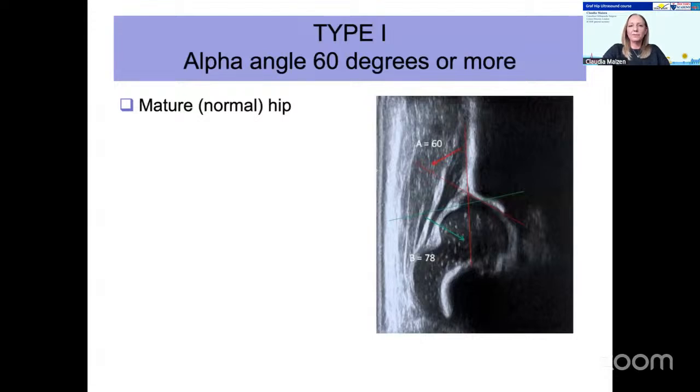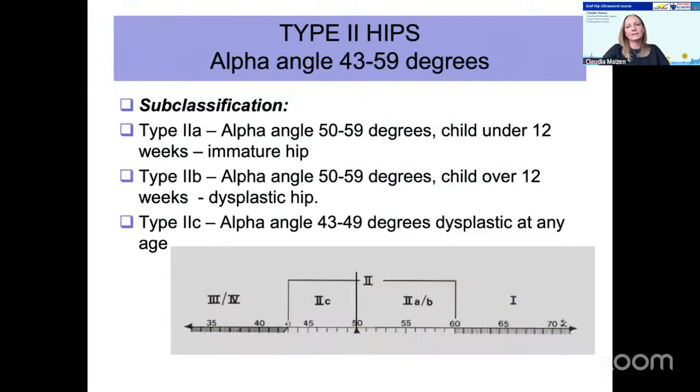So in a type 1 hip, we have an alpha angle that's 60 degrees or more. These are the mature hips, any age. The type 2 hips have an alpha range between 43 and 59 degrees. We differentiate between the type 2AB, so the immature hips above 50 degrees, so 50 to 59 degrees. The only difference here, whether we call it pathological or not, is the age. So an alpha angle between 50 and 59 under the age of 12 weeks is normal for this age. So this is not a dysplastic hip, it's just an immature hip and requires a follow-up, but not treatment.